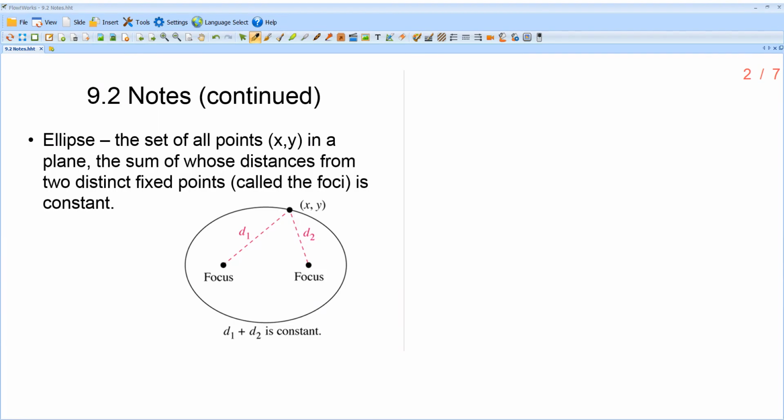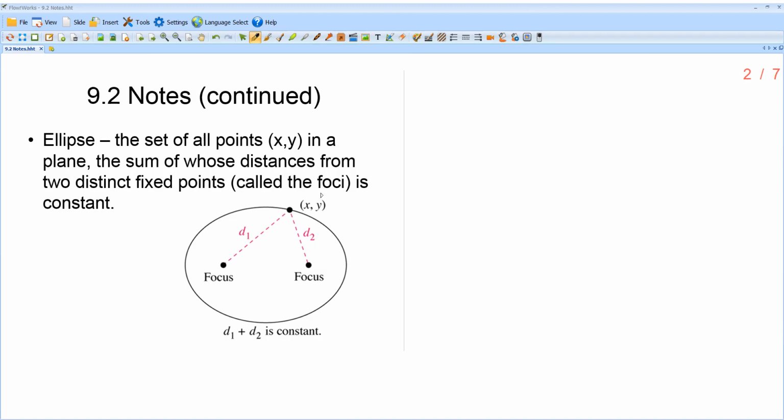So first, to actually define what we're talking about when we talk about an ellipse, please make sure that you do draw in this picture. It's going to be important for you. But an ellipse is the set of all points, x comma y, in a plane, the sum of whose distances from two distinct fixed points, which we call foci.